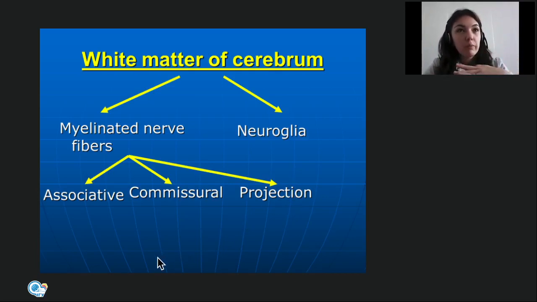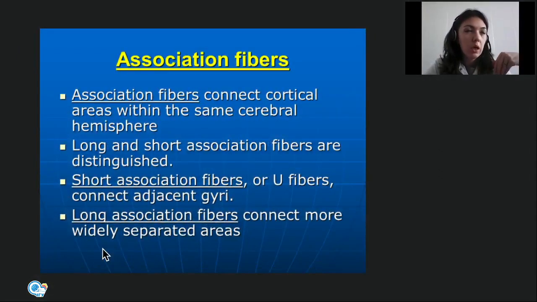In the other parts of the brain and CNS, nearly all the fibers are projectional. We have said that there are conducting tracts that move upward and then downward, so all of these are projectional fibers. But here there are some additional fibers. Association fibers connect cortical areas within the same cerebral hemisphere. Long and short association fibers are distinguished. Short association fibers, or U fibers, connect adjacent gyri. And long association fibers connect more widely separated areas.